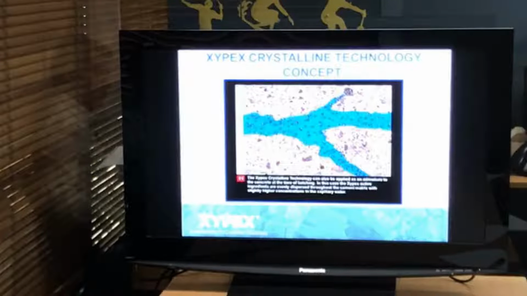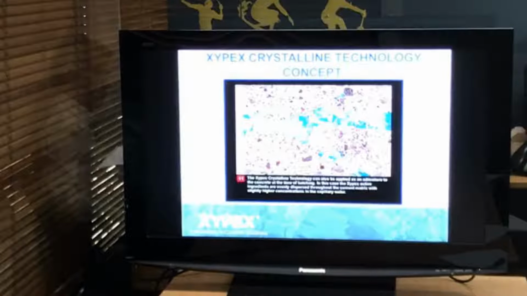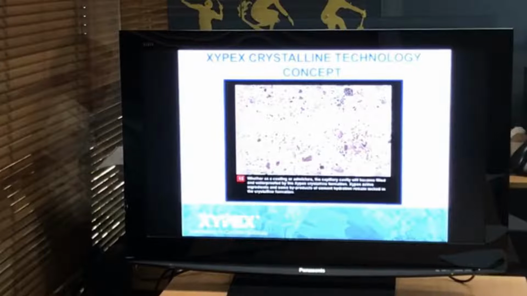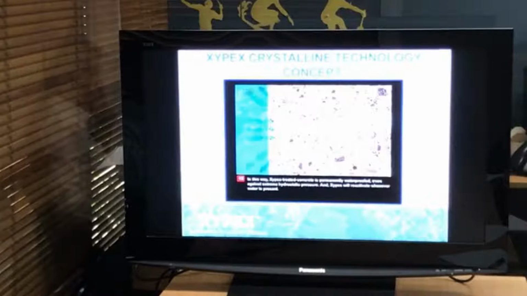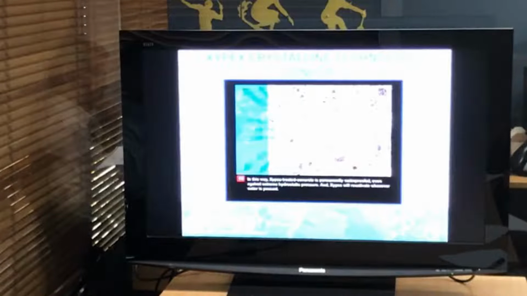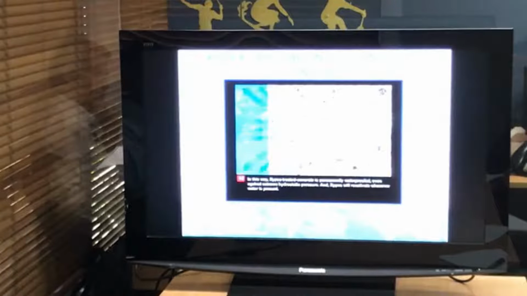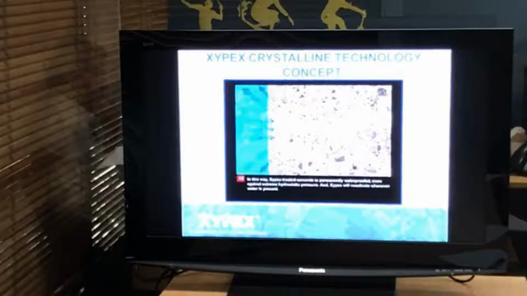The Xypex crystalline technology can also be applied as an admixture to the concrete at the time of batching. In this case, the Xypex active ingredients are evenly dispersed throughout the cement matrix, with slightly higher concentrations in the capillary water. Whether as a coating or admixture, the capillary cavity will become filled and waterproofed by the Xypex crystalline formation. Xypex active ingredients and some byproducts of cement hydration remain locked in the crystalline formation. In this way, Xypex treated concrete is permanently waterproofed, even against extreme hydrostatic pressure. And Xypex will reactivate whenever water is present.